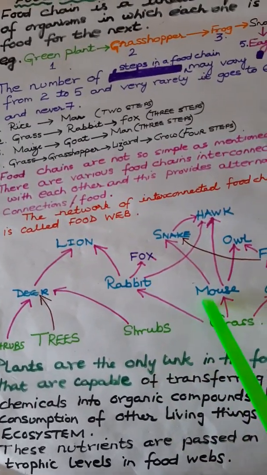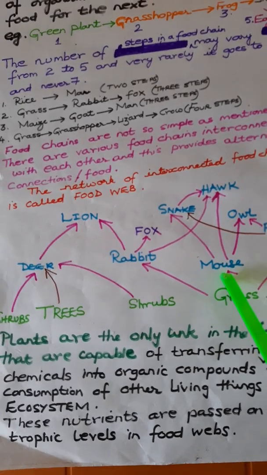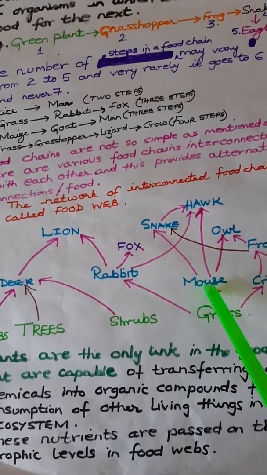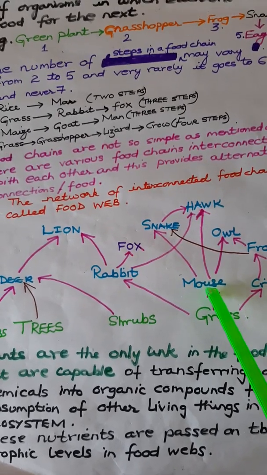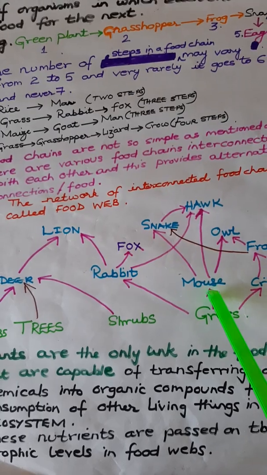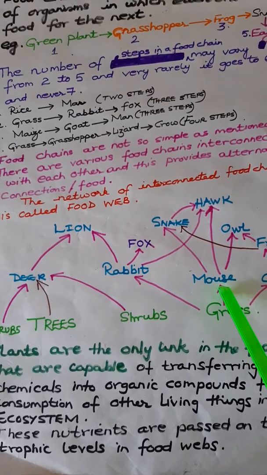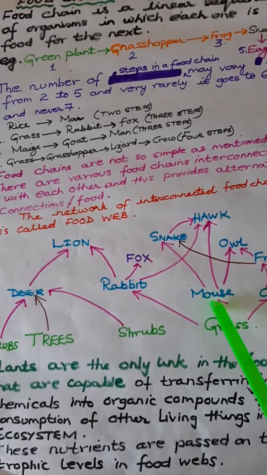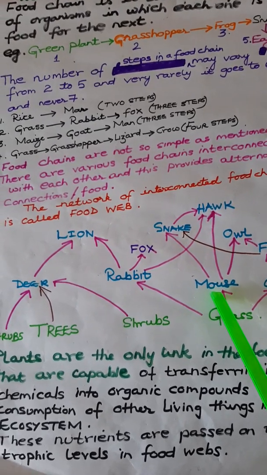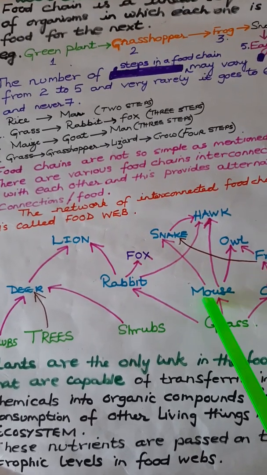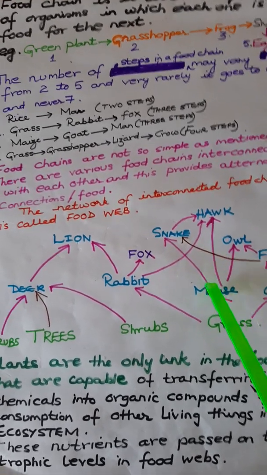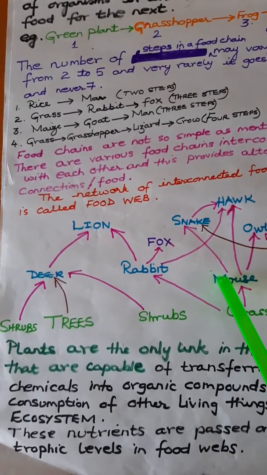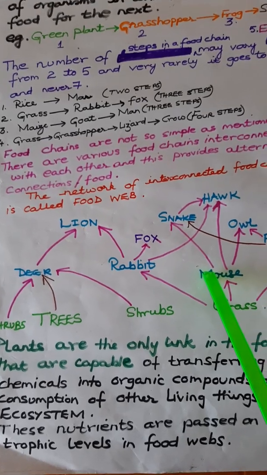So actually, it is the food web that makes the ecosystem more stable, because anyhow each organism will get its food, since it doesn't have to depend on only one organism for its food. So it provides an alternative pathway, and that's why the food web makes the ecosystem more stable. It brings about more stability.